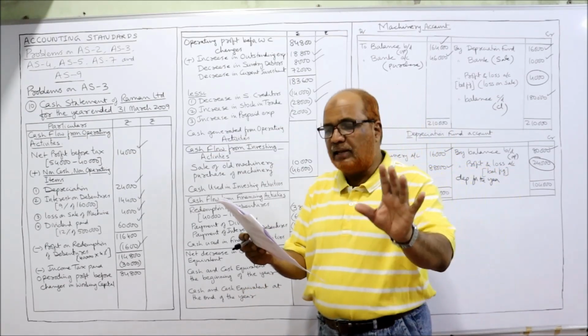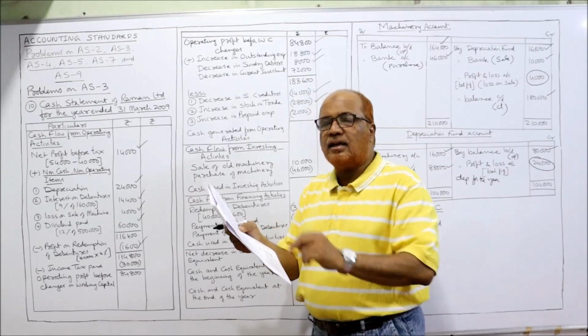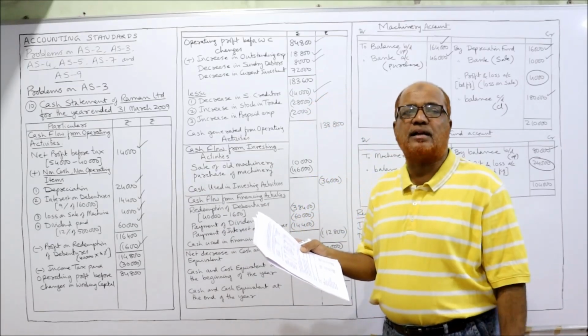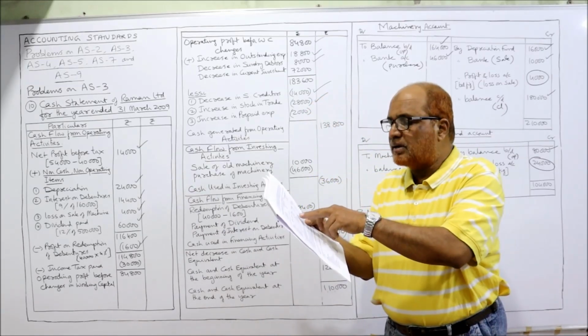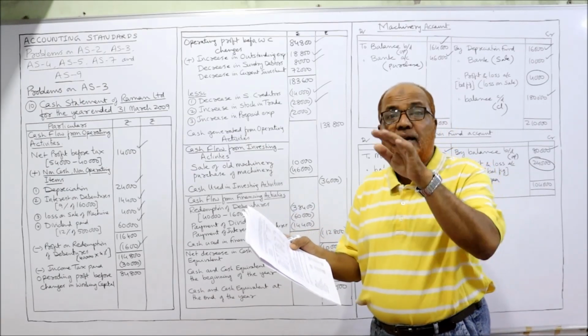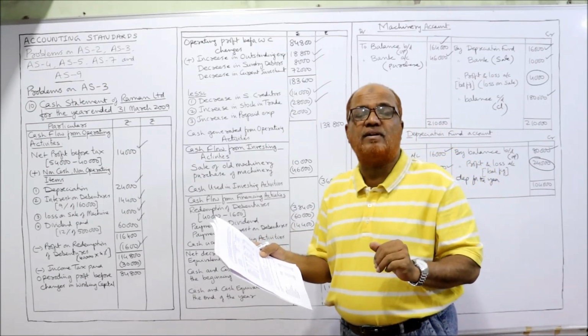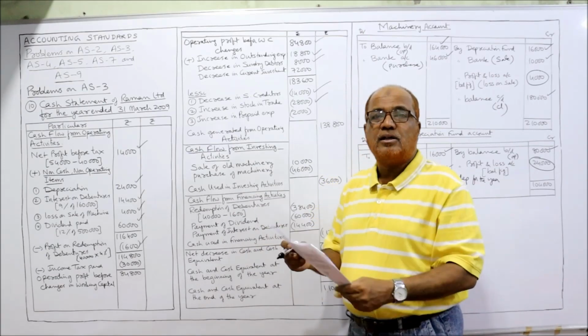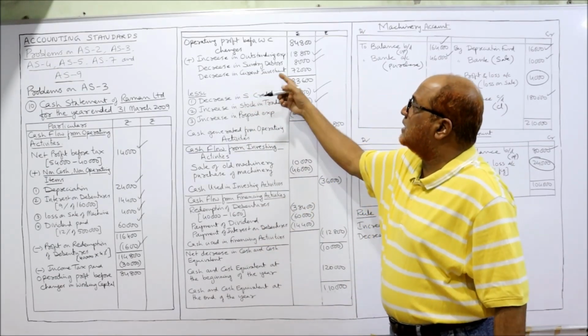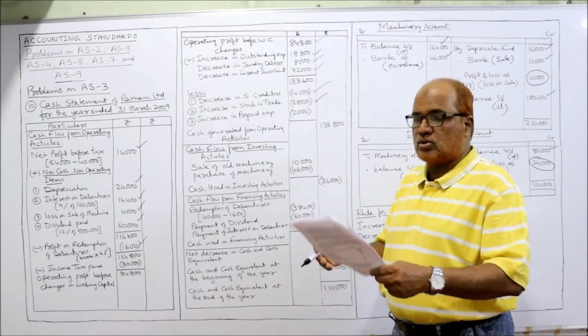So for the time being, leave it. Then current investment, that is also a current asset. So current investments are 260 to 190. Decrease in current investment, that should be added. So here decrease in current investment, add 72,000.